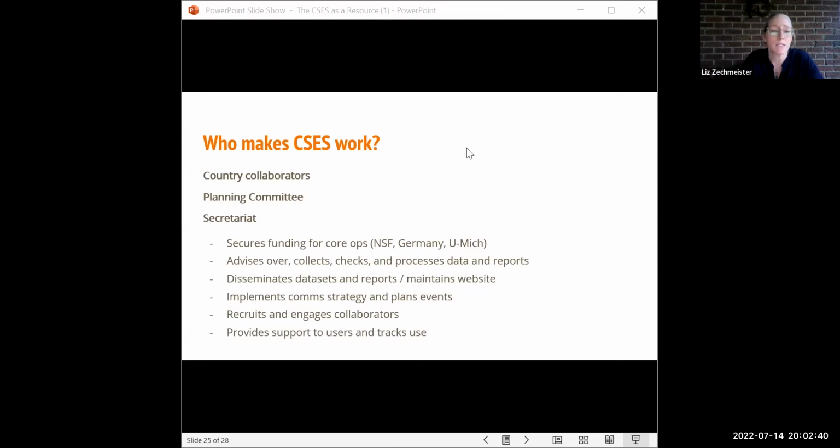This group advises over, collects, checks, harmonizes, or processes the data and reports. It disseminates the data sets and the reports. It maintains the website where you can access the data. It implements a communication strategy, plans events. It recruits and engages country collaborators. It supports the planning committee, but it also supports users and tracks use. So this is the sort of heart of the organization.